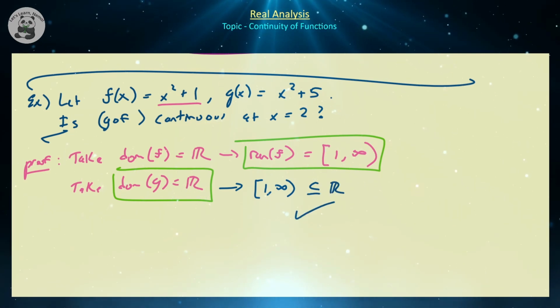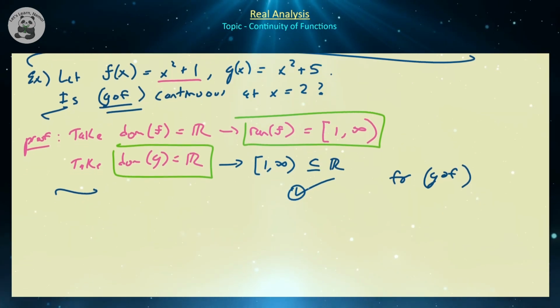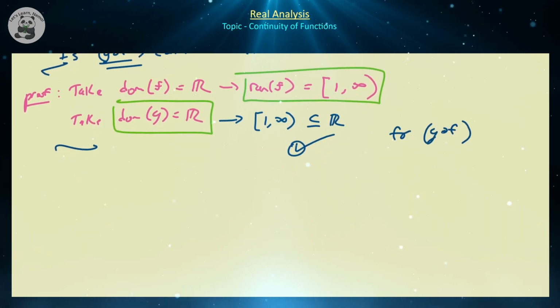So the first criterion is met for composing g with f. Now, if you want to do f with g, then you have to find the range of g and make sure that it's a subset of the domain of f. You should be able to see that that's also true, but we're just focusing on g composed with f. So the first criterion for compositions and continuity is met.